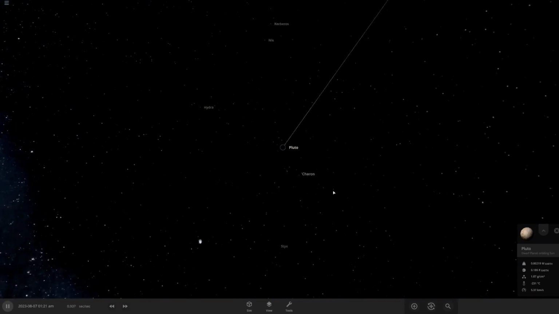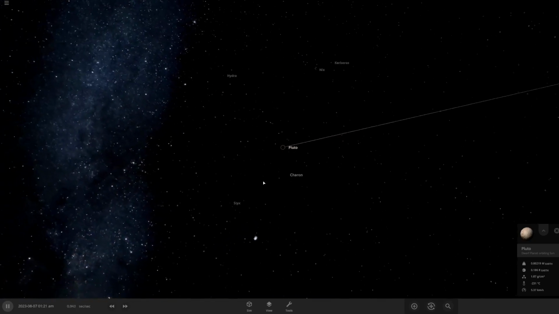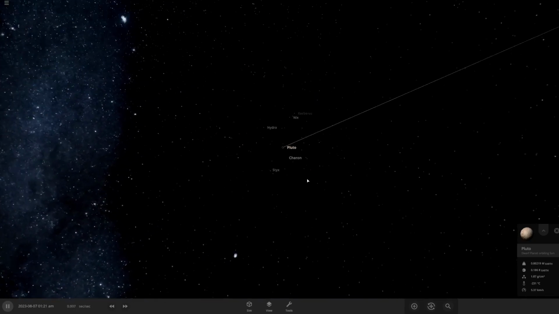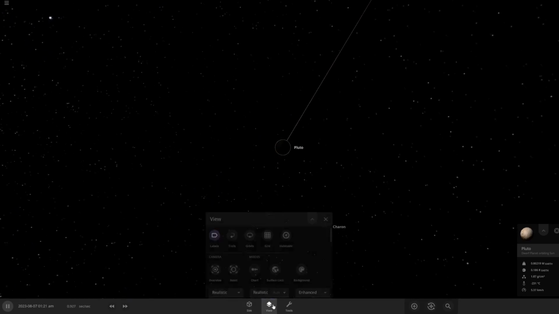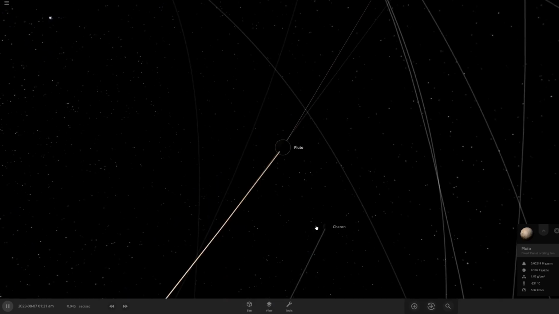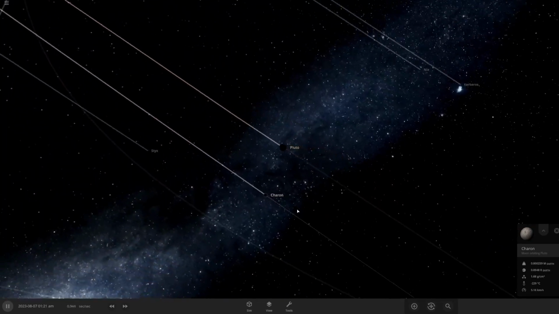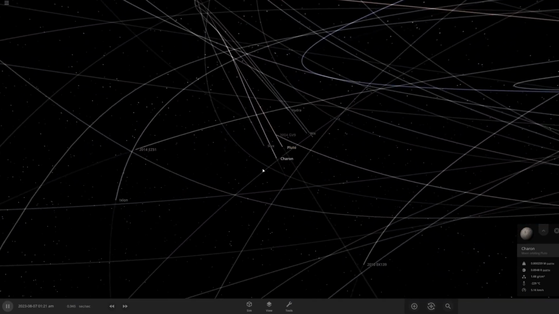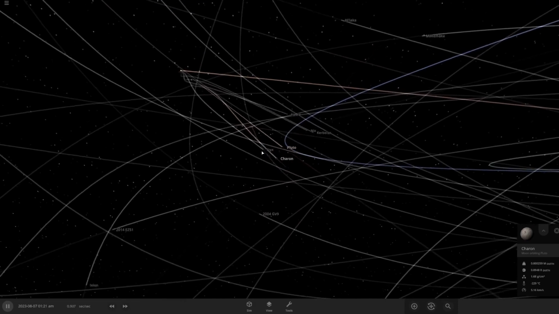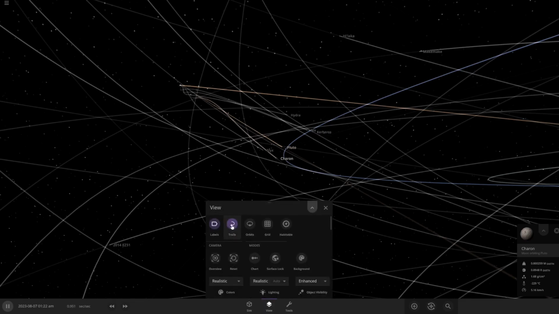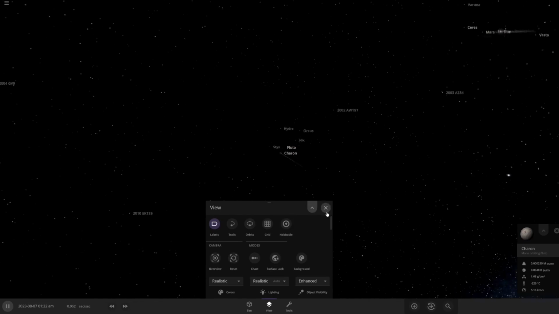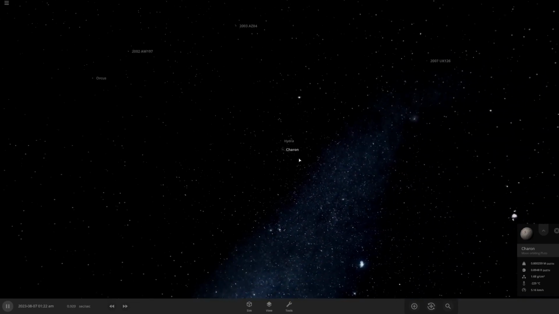It's so cool to see how Pluto and Charon interact with each other as they dance around our solar system. Let's see if we can view their trails. There, you can see the way Pluto and Charon's trails swirl around and dance millions of miles away.